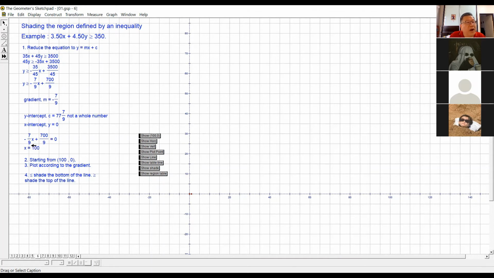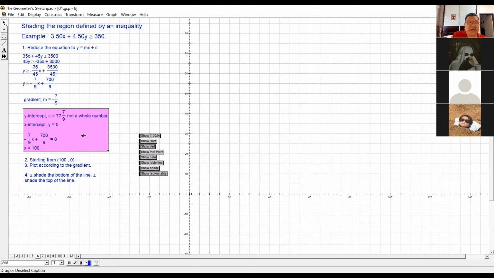You can always put y equals to 0 here, but here is better, the first one. Once you put y equals to 0 here, you know that 35x equals to 3,500. So 3,500 divided by 35, you get x equals to 100. So we know that the x-intercept is 100. Very nice number. It's a whole number.